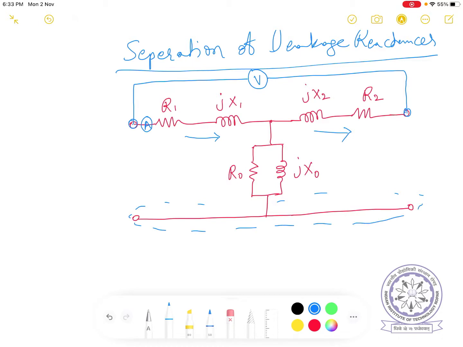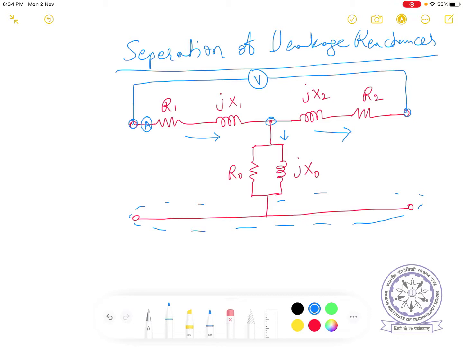Then again the problem is this midpoint is not accessible. Again you will get R1 plus R2 plus J(X1 plus X2), even if you measure the voltage and current phase. Right? And there will be no current through the shunt branch. So this way also, because this case was suggested by one of the students in your previous batches, that's why I have considered it here. So you may be getting some other idea.